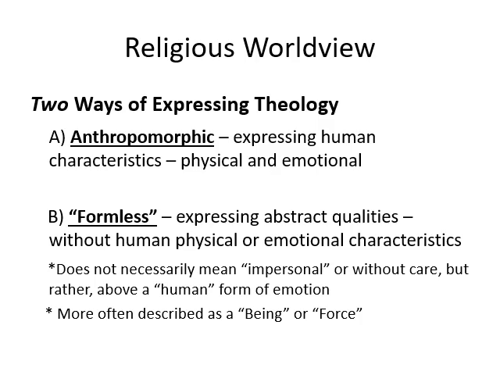Now, to further break this down, there are two ways of expressing a theological absolute. That is, we have anthropomorphic absolutes and formless. So an anthropomorphic absolute means that the being or force or spirit expresses some kind of human characteristics, whether it's physical or emotional. So again, if you're reading a creation account and it seems like the deity has arms, legs, expresses emotion, then that would refer to an anthropomorphic absolute. However, if the being or god or goddess, etc., is formless, then it expresses more abstract qualities. That is, it doesn't really have any human physical or emotional characteristics. So again, it's a being which has greater abstraction. Now, this doesn't necessarily mean that a formless being is impersonal or without care, but rather these emotions are above human forms. And it's more often described as a being or force.